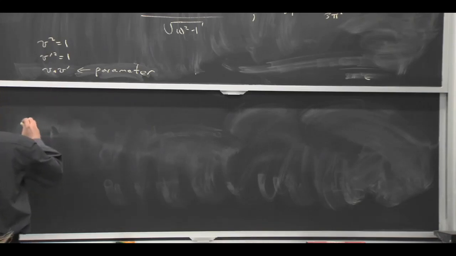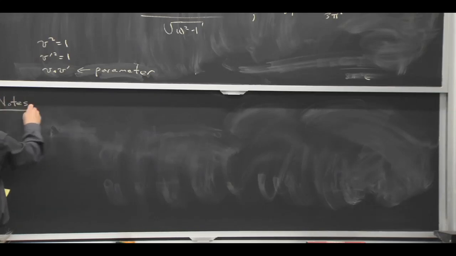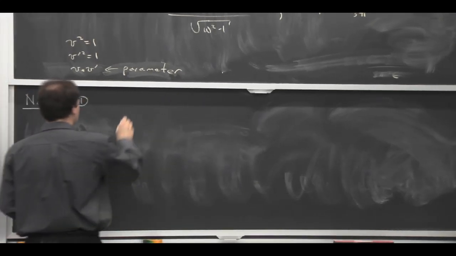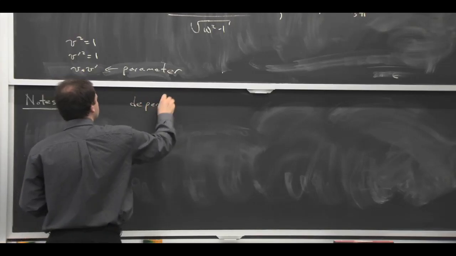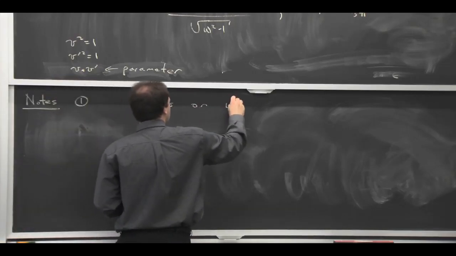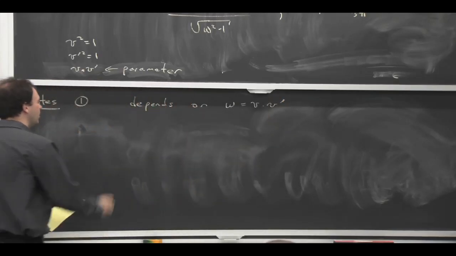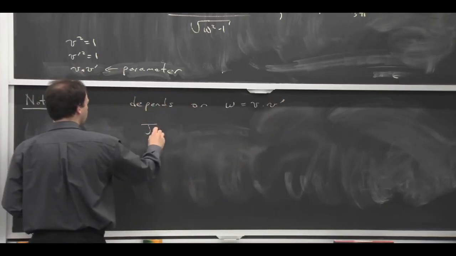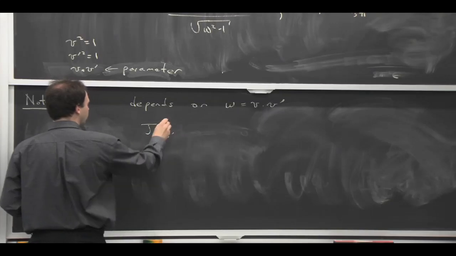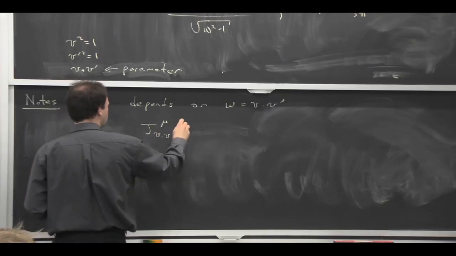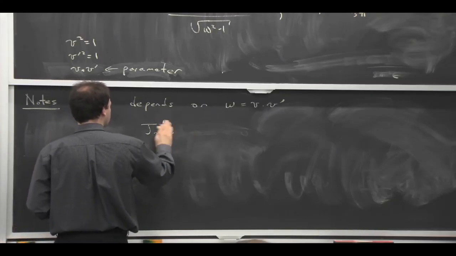So let me go through this and organize it as a bunch of notes, comments. So this is what I just said, that the answer depends on v dot v prime. And the way that you should think about this is that you have a current in the effective theory. So this is the HQET current.